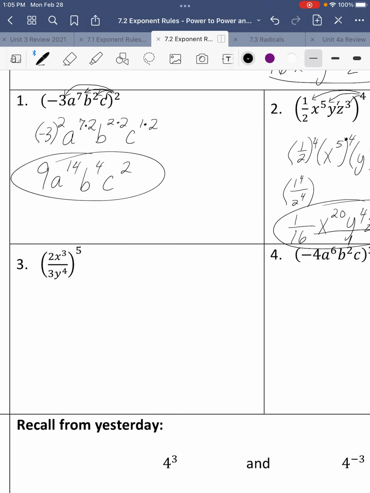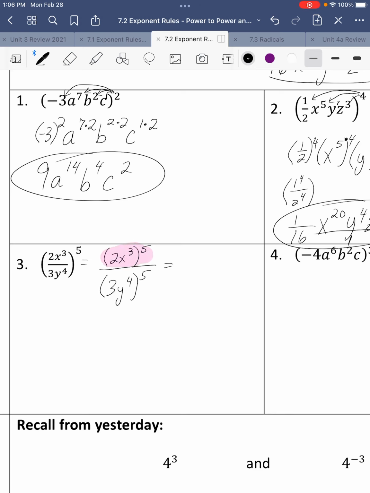Number 3. So we have a fraction with the exponents. This is very similar to what we just did with number 2 with the 1/2. We have a fraction, so what I'm going to do is break it up. I'm going to break up 2x to the 3rd, raise that to the 5th, over 3y to the 4th, and raise that to the 5th. Now I'm going to look at each individual numerator and denominator separately.